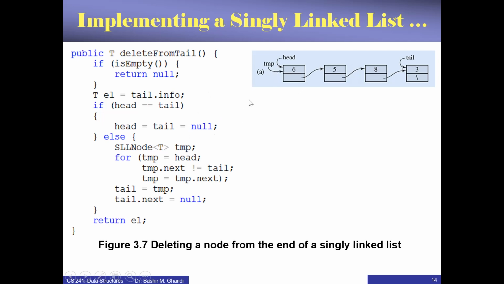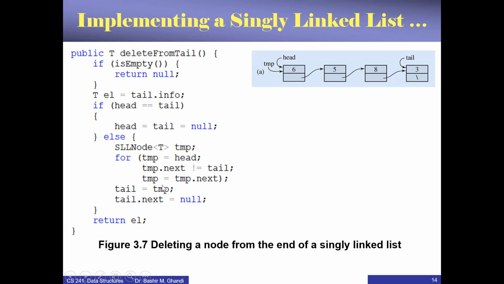So it's going to check temp.next. Is it equal to tel? Obviously not, because temp.next is pointing here and tel is pointing here. So not tel is true. It is not equal to tel. So the statement is true. As I said, there is no body because of this semicolon here.